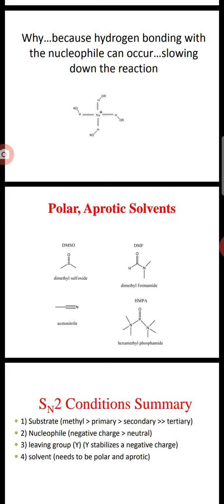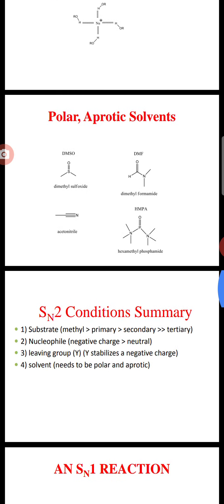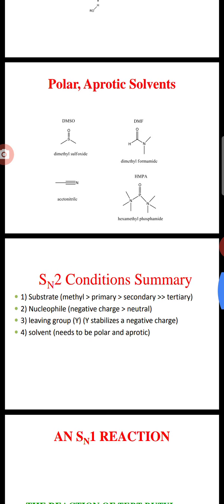SN2 condition summary: for the substrate, methyl is most reactive, then primary, then secondary, and tertiary is least reactive. For the nucleophile, a negative charge is more active than a neutral one. A good leaving group is one that stabilizes the negative charge. The solvent needs to be polar aprotic.